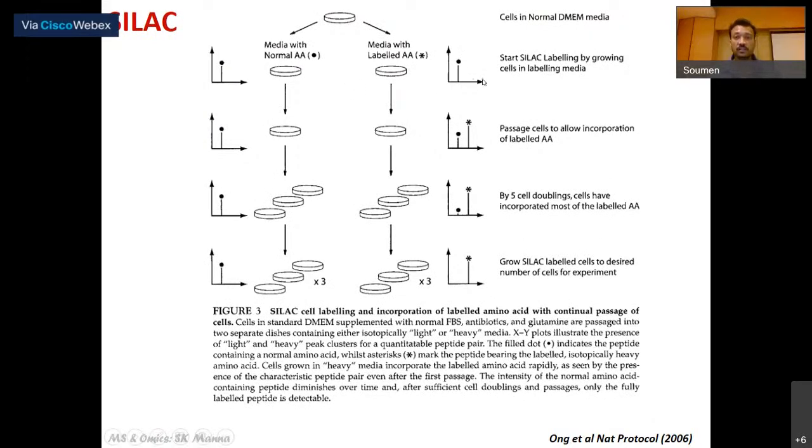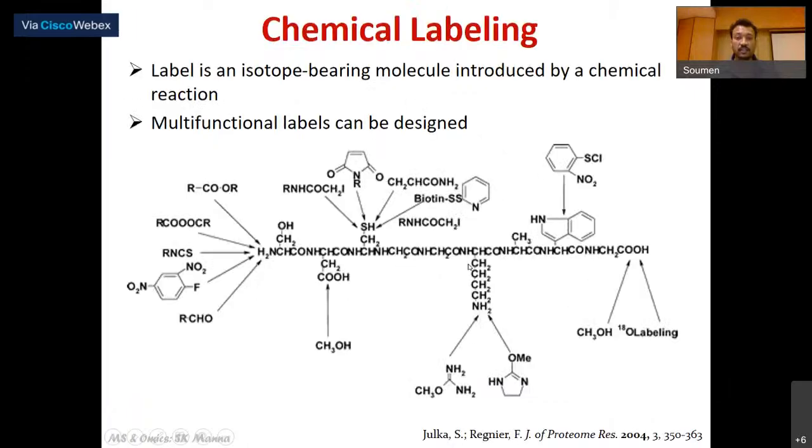To cartoon that: initially you have all 12C level stuff, and then you enrich them with 13C, and slowly, as you feed 13C, all the proteins, as you keep on expanding the cells, they will be enriched with 13C, and 12C will almost vanish. Then one set will be left with 12C only, another 13C. You mix them and you analyze.